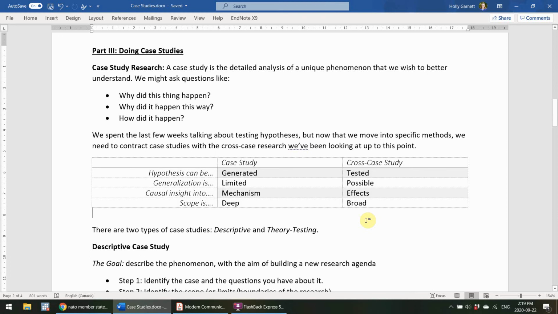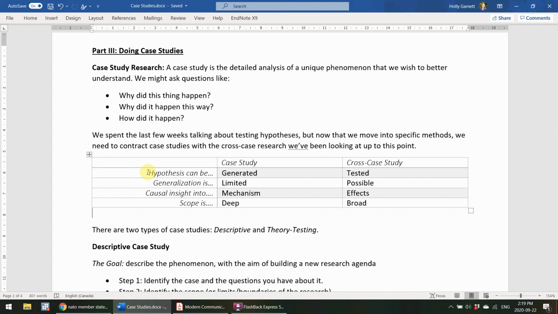Essentially, you have one case you're looking at versus a whole bunch of them that you can test some hypothesis with. So the first one is the hypothesis. Can you test a hypothesis? Usually in a single case study or a really small-n case study, the point is to generate the hypothesis instead of actually testing it.